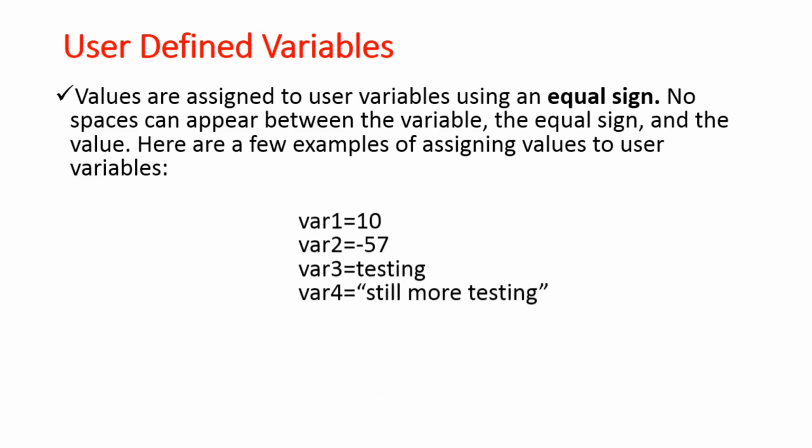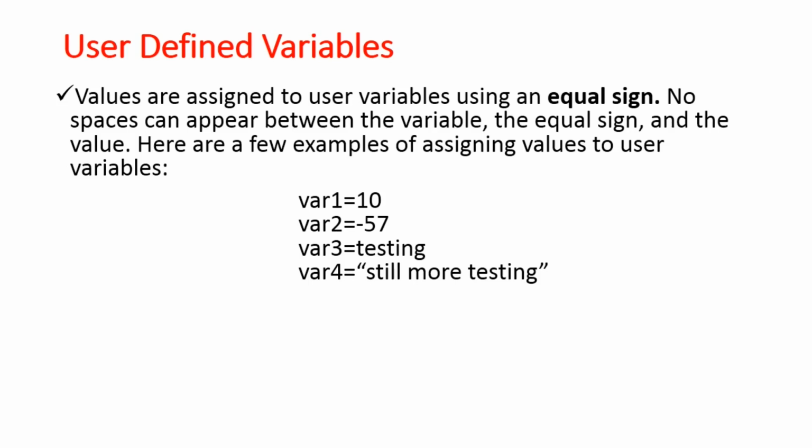Some examples are var1 equal to 10, var2 equal to minus 57, var3 equal to testing, and var4 equal to, in double quotes, "still more testing". So these are some user-defined variables.